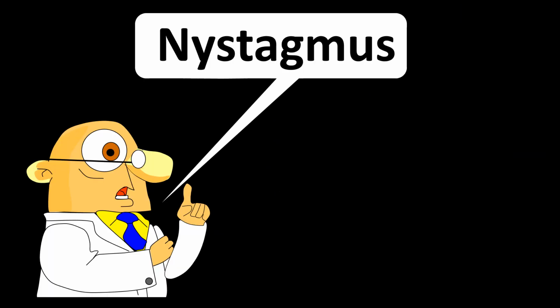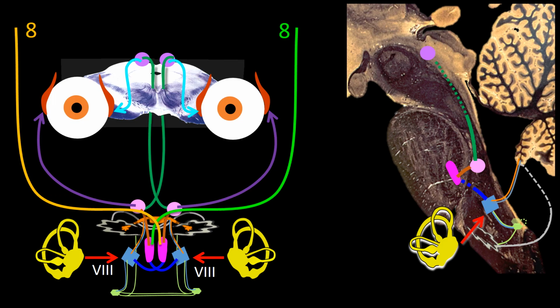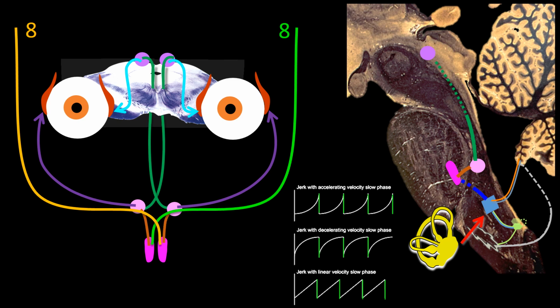Now let's talk about nystagmus. Remember that we are addressing non-epileptic, non-paretic horizontal jerk nystagmus. Based on the model we built, we can surmise that the fast correcting phase of horizontal nystagmus, represented by the straight lines in this tracing, which I have now colored green, is the result of the activation and normalcy of all structures from the PPRF to both eyes. These structures are isolated in this frame.